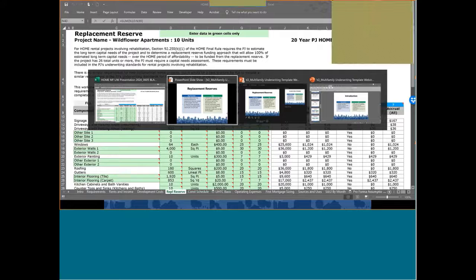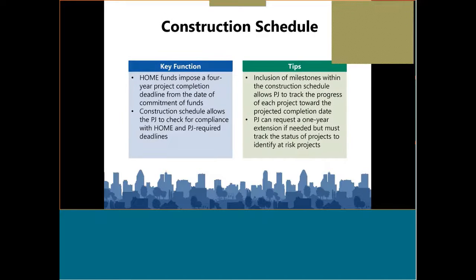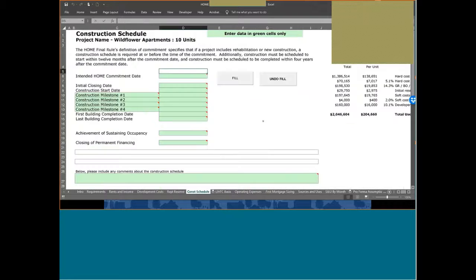So we'll go forward. Next, we're going to do the construction schedule. The purpose of this is that HOME funds impose a 4-year project completion deadline from the date on which you commit your funds. And so having your arms firmly around various timelines, milestones, and deadlines is important, and the tool includes a series of inputs around that, which I'll show you. Here you have your intended HOME commitment date, projected closing, construction start, various milestones, when you expect things to be completed, when you expect occupancy to be achieved.